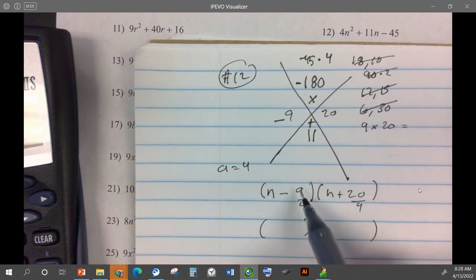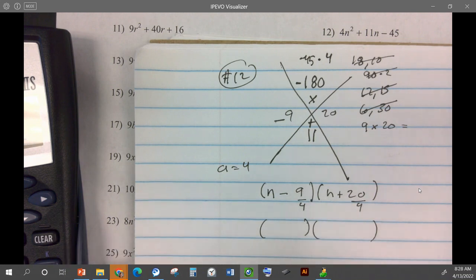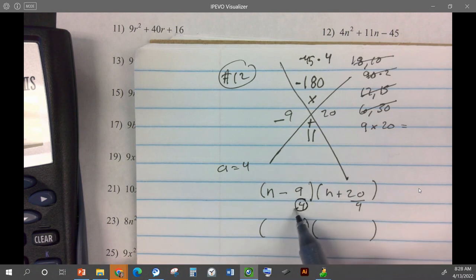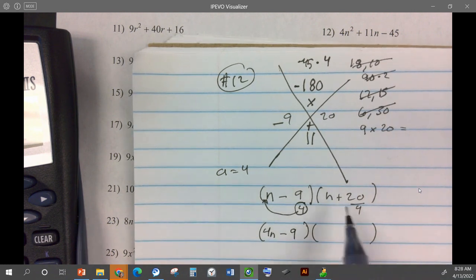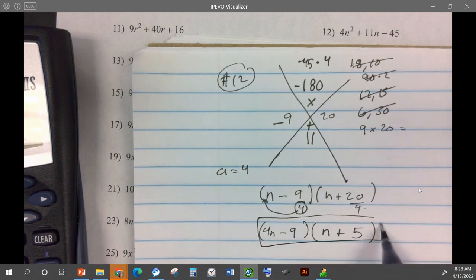So can we divide anything here? No. So 9 and 4, they don't have a common factor. So the only thing we can do is bring the 4 in front of the n. So this would be 4n minus 9. Okay, and then how about here? We have n plus 20 divided by 4. What's 20 divided by 4? 5. So that one's set. 20 divided by 4, simplify, that's 5. So we have n plus 5. So that will be our answer on number 12.